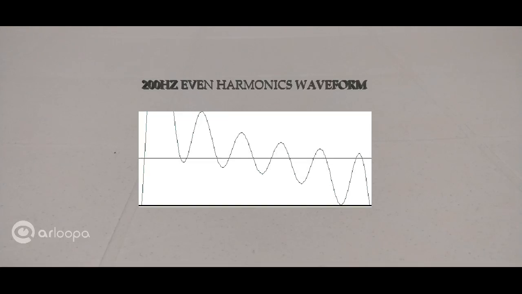This is a waveform of 200 Hertz and its even harmonics. The fundamental frequency here is 200 Hertz, followed by even harmonics such as 400, 600, 800, 1000, and 1200 Hertz respectively. And this is how it sounds.